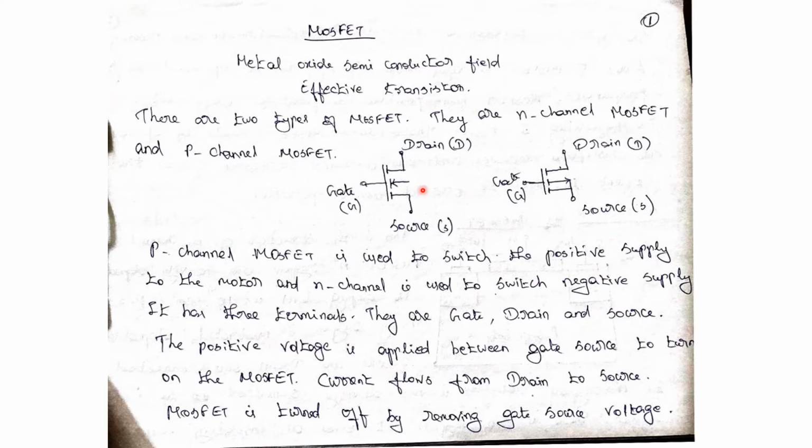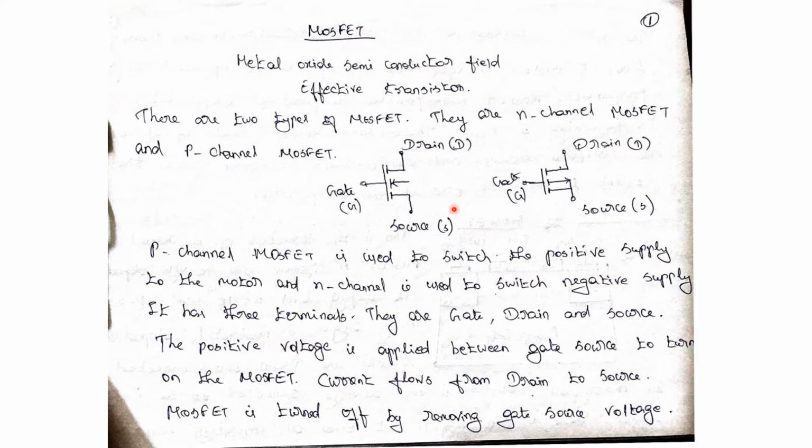MOSFETs are majority carrier devices. N-channel means the majority carriers are electrons. P-channel means the majority carriers are holes, I mean positive charge. MOSFET has three terminals, that is gate, source, and drain.